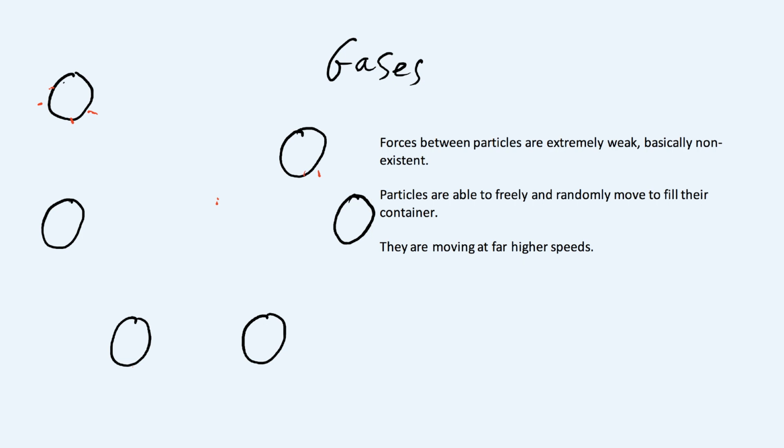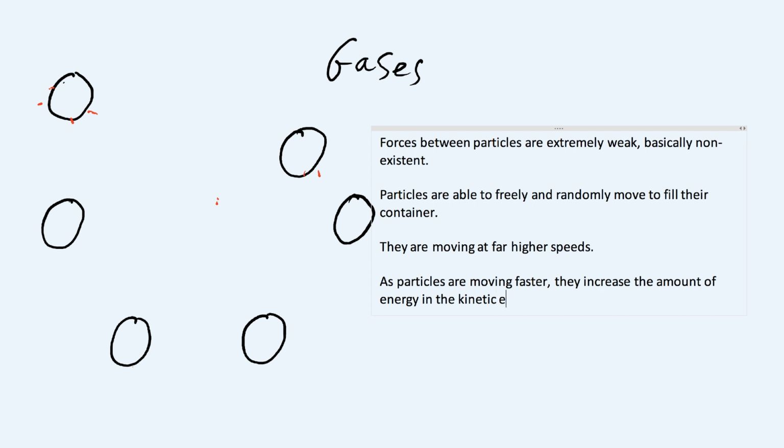Alright, now one thing I want to quickly mention is that when we say the particles are moving at higher speeds, this basically means that they have more kinetic energy, right? So they have a higher amount of energy in their kinetic energy store. You can think of the particles as having more energy as they go from solid to liquid and then liquid to gas. Okay, so as particles are moving faster, they increase the amount of energy in the kinetic energy store. Okay, and therefore the highest amount of energy will be in your gas state and your lowest amount of energy is in the solid state, because there's less kinetic energy in the solid particles than there is in the gas.